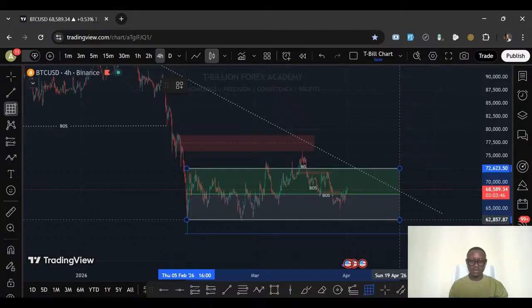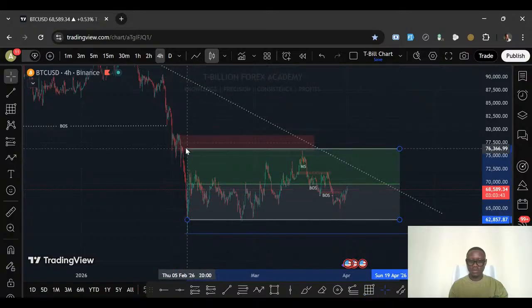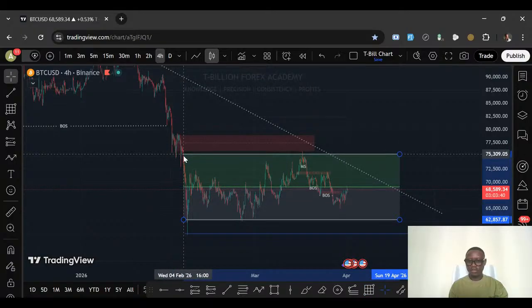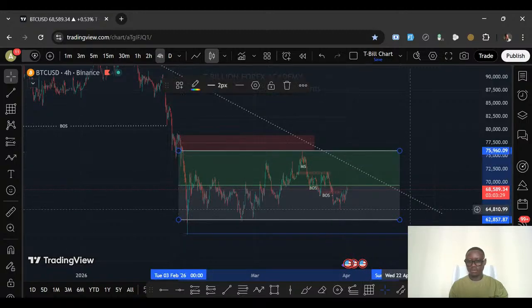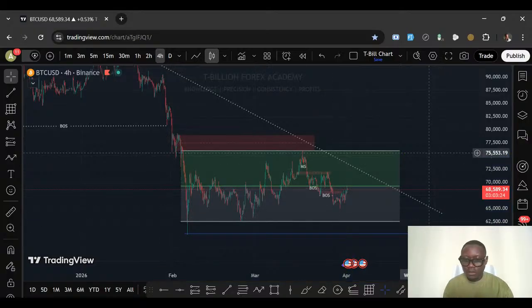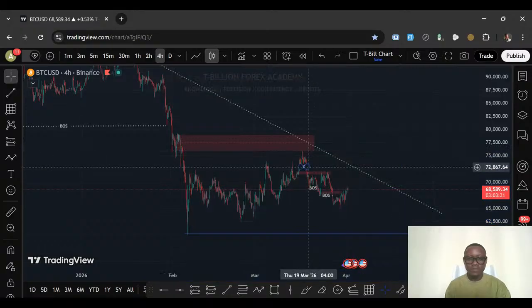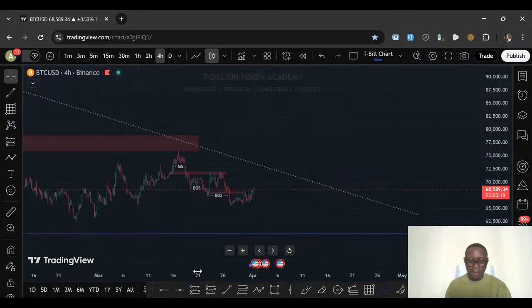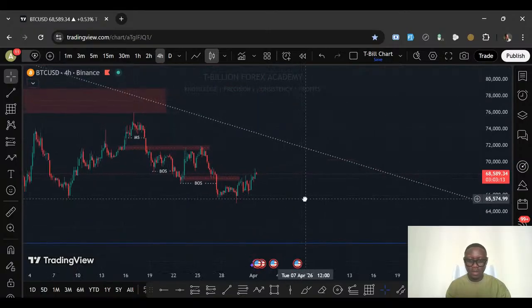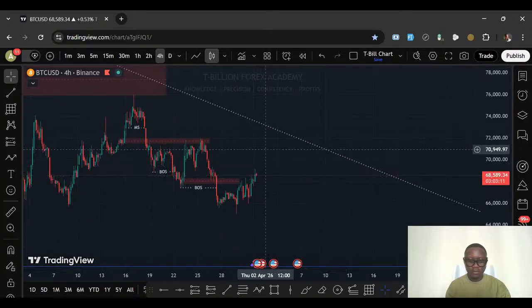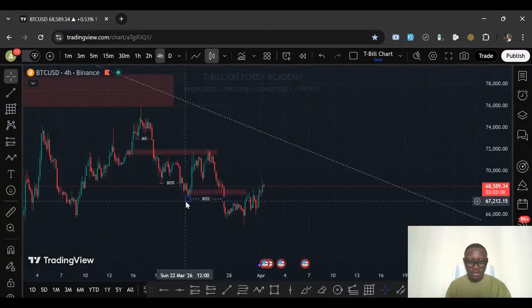So I think we want to be very, very careful. If you're buying, we buy here, then we sell around this. Okay, so let's look at the 4H structure. We got this break of structure right here.